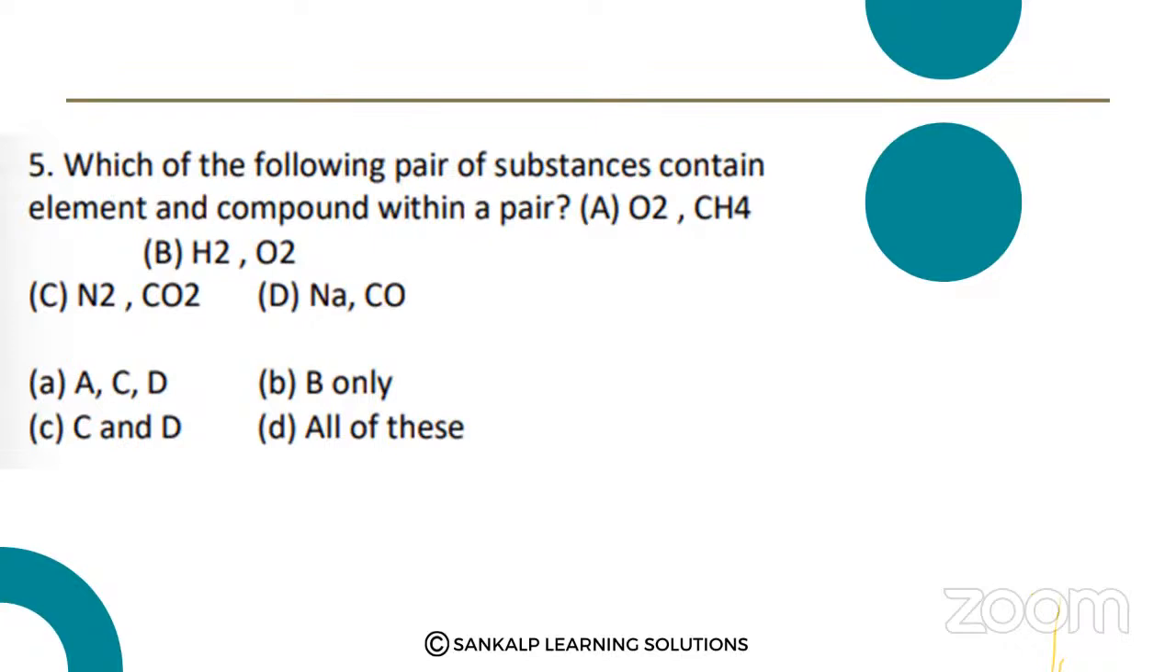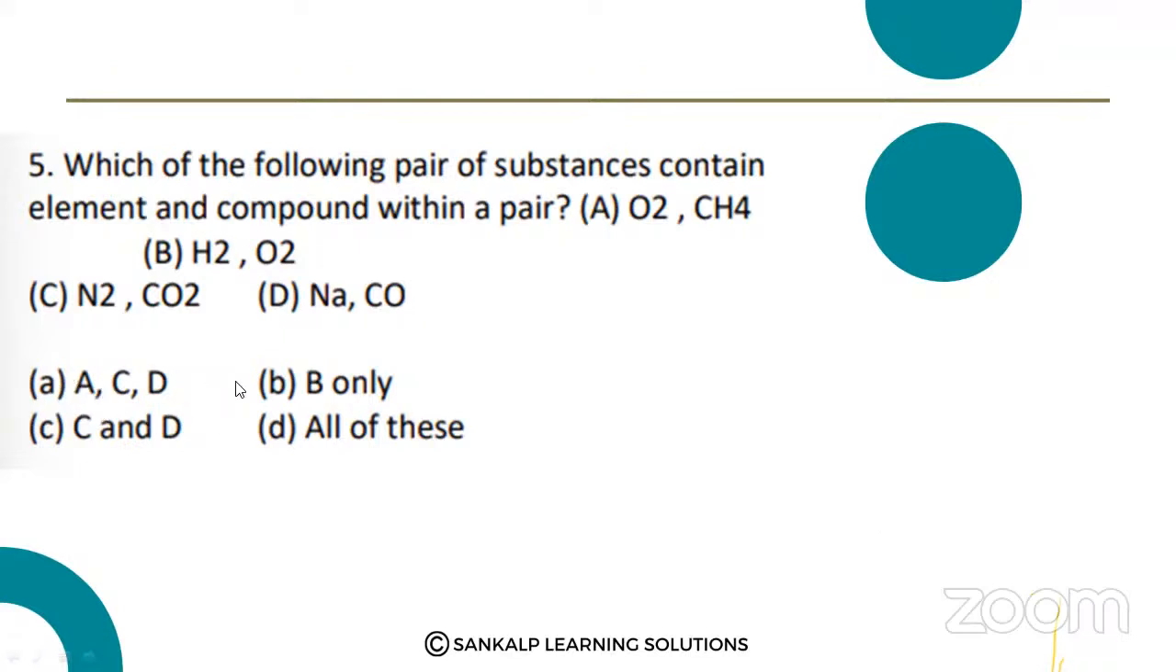So then what is a compound? A compound is made up of two or more elements which are chemically joined. So here we have to find out which is an element and compound pair. Let's see option A. What are the different pairs? O2 molecule and CH4, which is methane. Then in B, H2 molecule and oxygen molecule. C, N2, nitrogen molecule, and carbon dioxide. D, Na and carbon monoxide. So these are the different pairs.